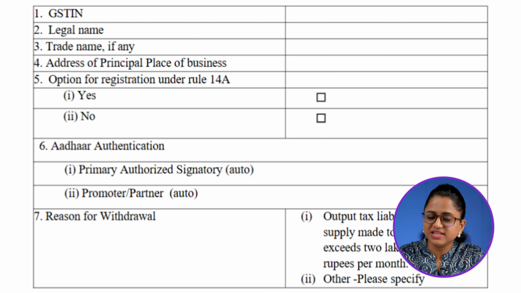After filling in all the details, you just need to verify the application and sign to complete the process. Remember, Aadhaar authentication is mandatory for the primary authorized signatory and at least one promoter or partner. So, in brief, the application is visible only to already registered taxpayers and Aadhaar authentication is mandatory for it.